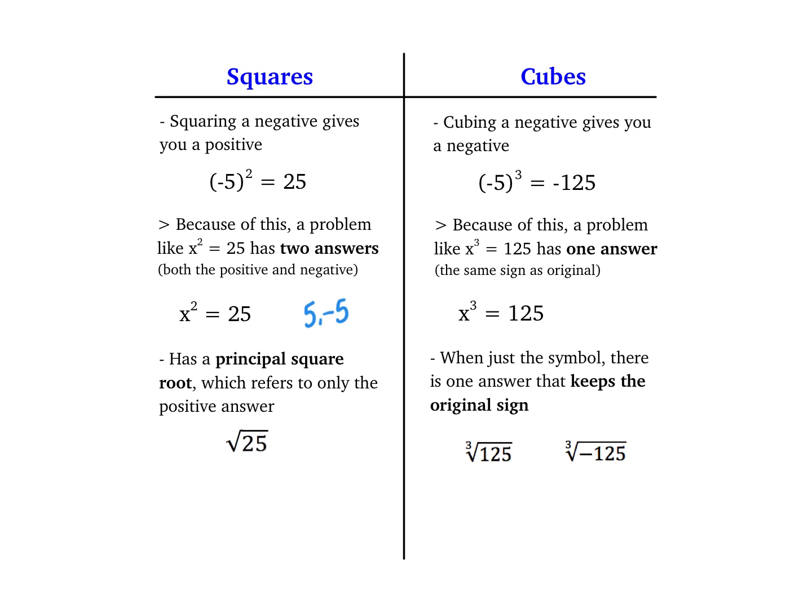Cubing something, however, if you cube a negative, it gives you a negative answer. So because of this, there's always ever going to be one answer, and it's going to be the same sign as the original. So if I were to cube root 125, since it's positive, I would only include positive 5 as the answer. So there, no problems taking the cube root of a negative. This answer would be 5. This answer would be negative 5.